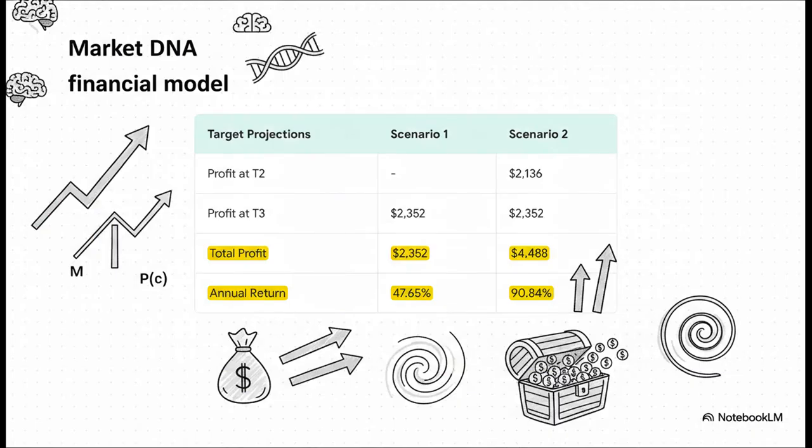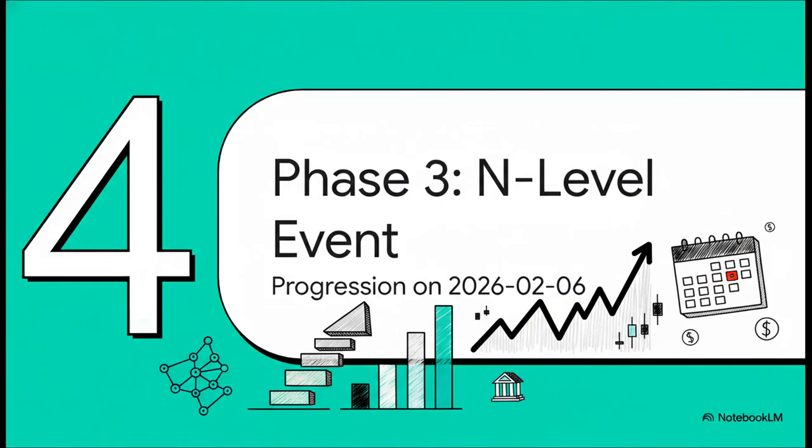Okay, so based on that whole setup, the model then maps out 2 potential scenarios. In scenario 1, if only that first entry point, M, gets hit, the projected profit is just over $2,300 for an expected annual return of nearly 48%. Now, in scenario 2, if both entry points get triggered, the total expected profit jumps to almost $4,500, and that pushes the expected annual return all the way up over 90%. So that was the game plan. Now let's see what really happened.